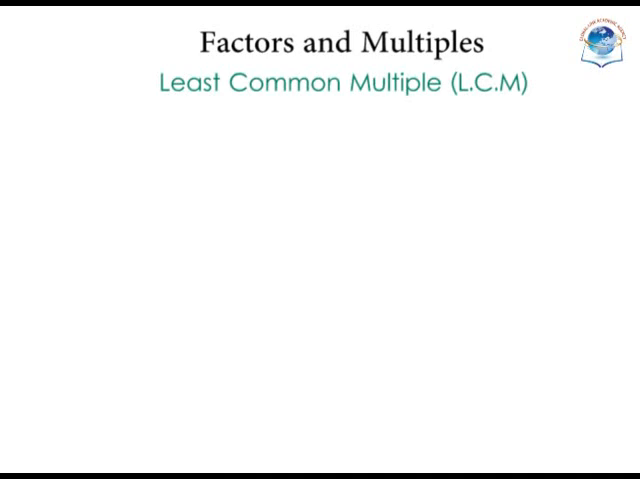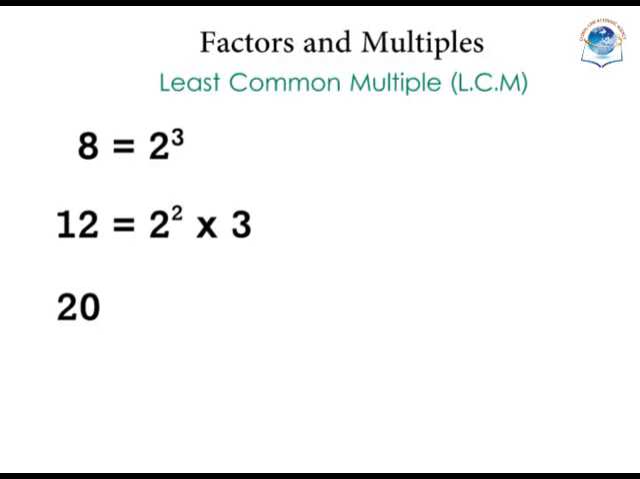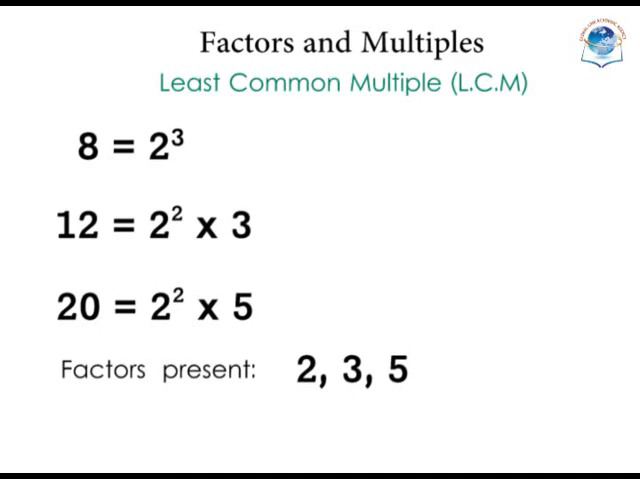For example, the LCM of 8, 12, and 20. 8 is equal to 2 raised to power 3. 12 is equal to 2 raised to power 2 times 3. And 20 is equal to 2 raised to power 2 times 5. The factors present are 2, 3, and 5. The largest 2 is 2 raised to power 3. The largest 3 is the only 3 present, and so we pick it. The largest 5 is again the only 5 present, and again we pick it. And so the LCM is 2 raised to power 3 times 3 times 5, which gives us 120. And so unlike the GCD, for LCM, it is good to express the factors in power form so that we pick the ones with the largest powers.